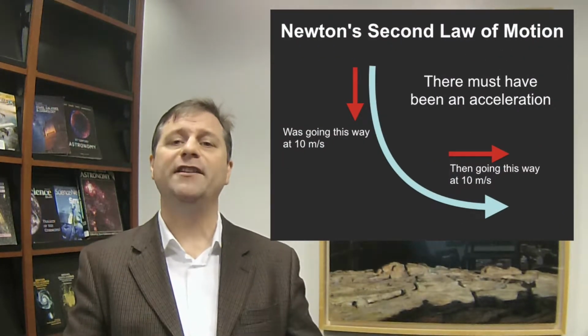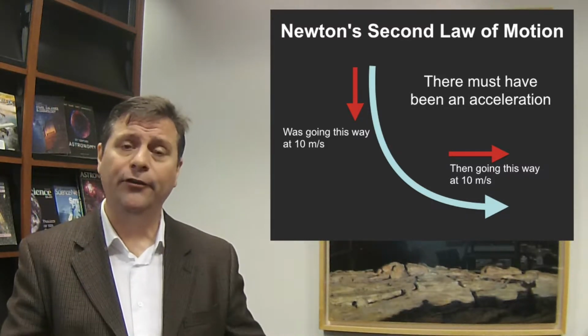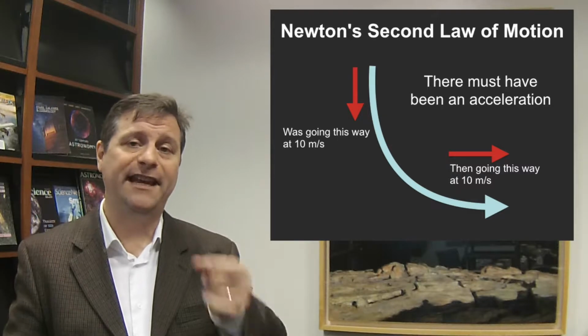But let's say now you are keeping the same speed, starting at 60 meters per second, and you start turning to the right. Now you're not going in a straight line anymore. So therefore you must be accelerating. And so the acceleration is also a change in direction at the same speed.